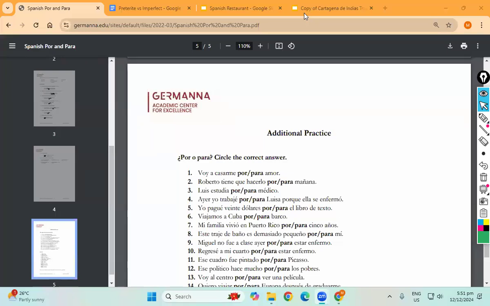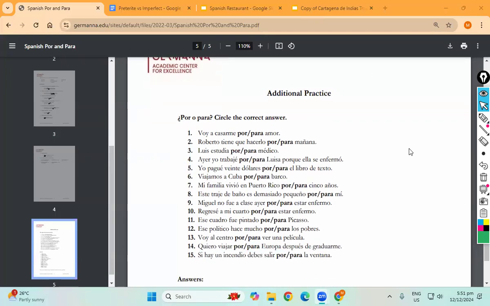All right. So the instructions are here. For or para, circle the correct answer. Right? All right. Voy a casarme por o para amor. Here, let me give you a few minutes to try the first 5. Choose your answers. You have 1 minute to try the first 5. Choose your answer. And then we're going to go through and discuss the reasons why, right?